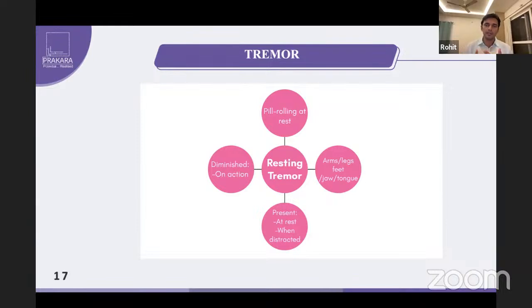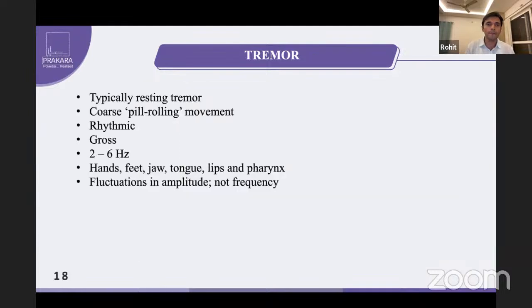So it can start in the hands, which is what we commonly see, but it can start in the legs also, and rarely it can happen in the head, or there can be jaw tremor also. It occurs at rest and it is diminished on action. And when distracted, it tends to get more intense. So it's a coarse pill rolling tremor.